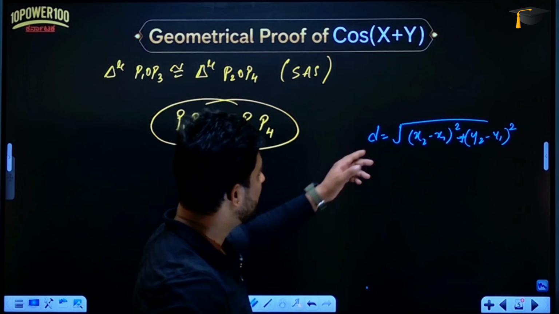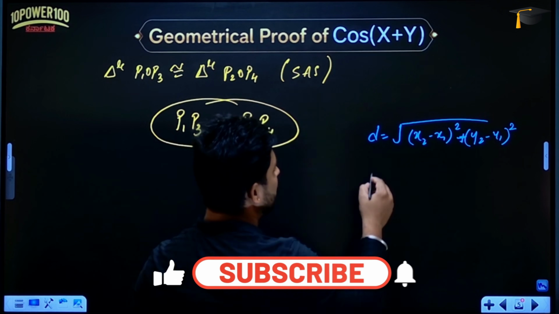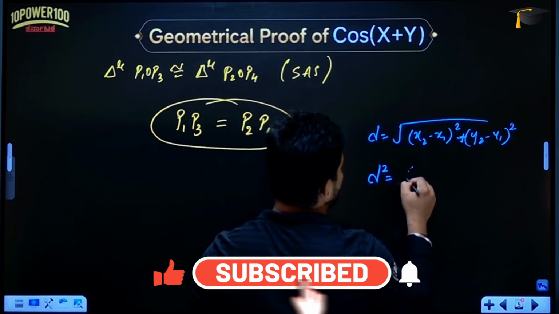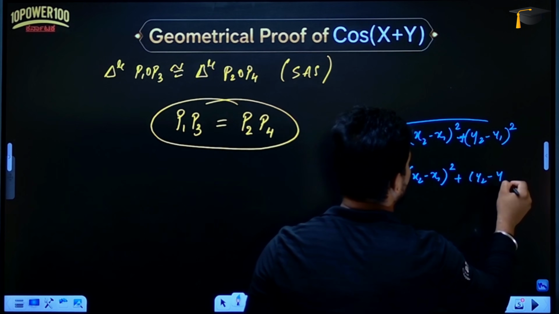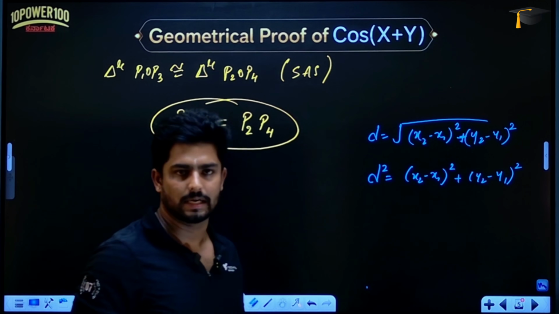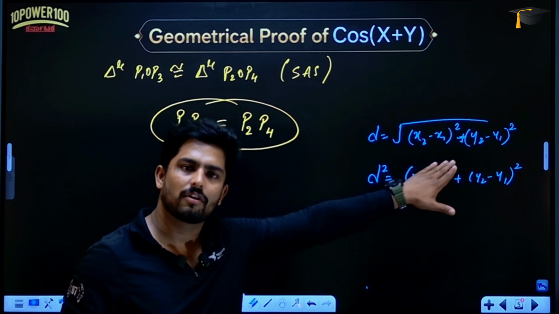Same formula. But you don't need the root. If you don't need the root, just square both sides. So D square is equal to (x2 minus x1) the whole square plus (y2 minus y1) the whole square. So this is what the formula is, correct? So the same formula I'm going to use, children.